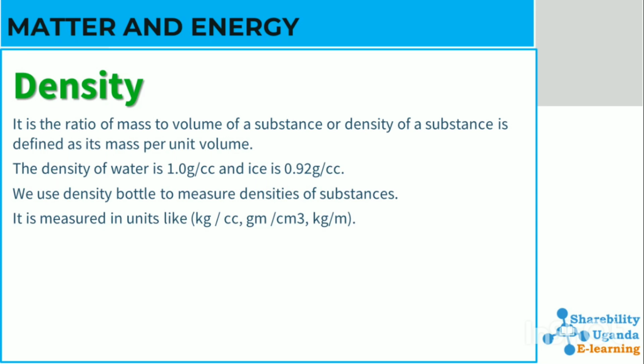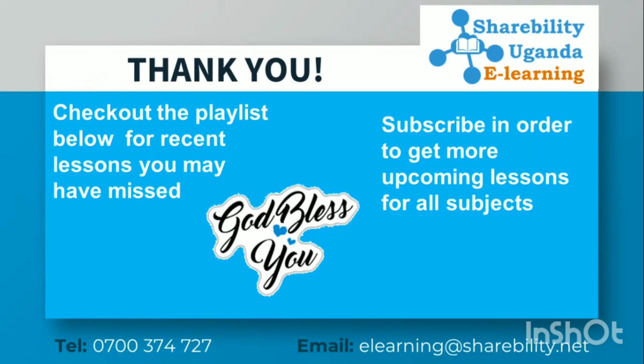We use the density bottle to measure the density of substances, and it is measured in units like kilograms per cubic centimeters, grams per cubic centimeters, and kilograms per meter.